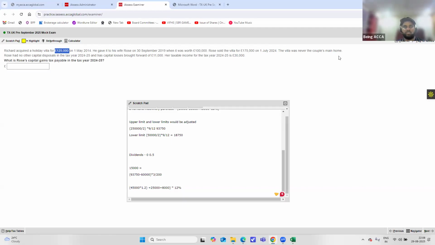The villa was never the couple's main home. Rose had no other capital disposals in the tax year 24-25 and had capital losses brought forward of £11,000. The taxable income for the tax year 24-25 is 30,000. So what are the benefits that Rose has when she disposes of it? First, the gain will be 175,000 minus 125,000. Is that the correct calculation?